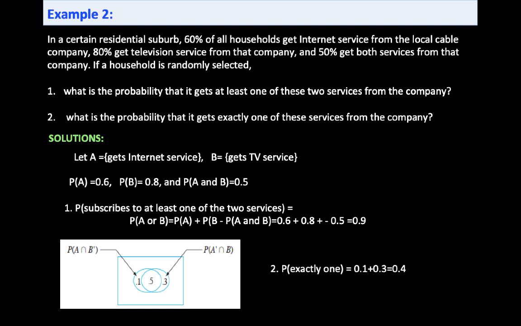Then the second one, exactly 1. What is the probability that it gets exactly one of these services? Exactly one means maybe only internet service or only television service, right? Therefore, only A is 0.1 and only B is 0.3. Therefore, 0.1 plus 0.3 equals 0.4. That is exactly one of these services.